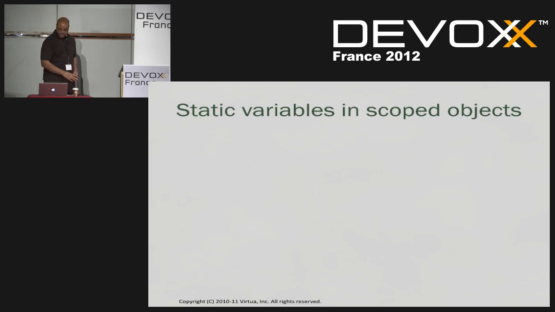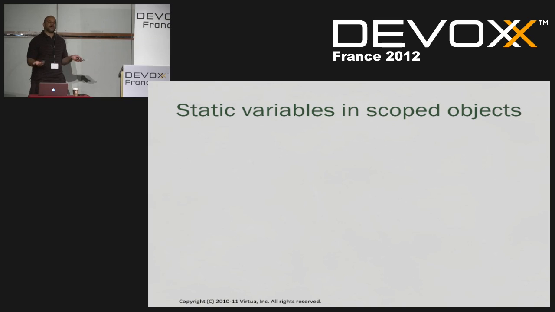Okay. So, one problem which I've seen before is static variables in scoped objects. Okay? So, scoped object, of course, is usually in view scope, request scope, session scope, etc. And what that means is that that object only lives for a certain period of time, right? So, request scope is only going to be around for a while, session scope, etc. Static variables, however, are going to be around forever, right?